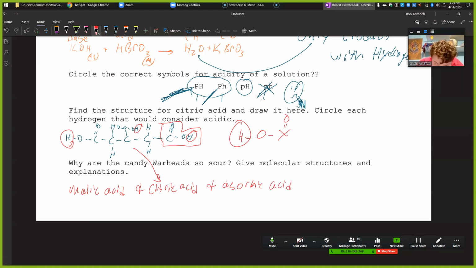So obviously Warheads are a health food, right? Yeah, it's got vitamin C in it. That's all you need.